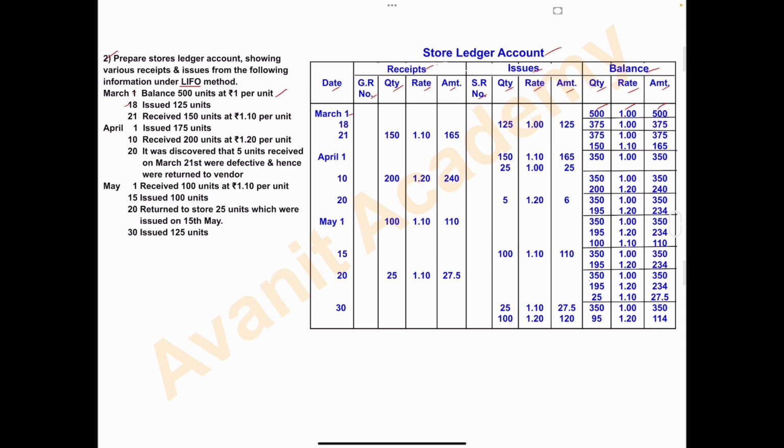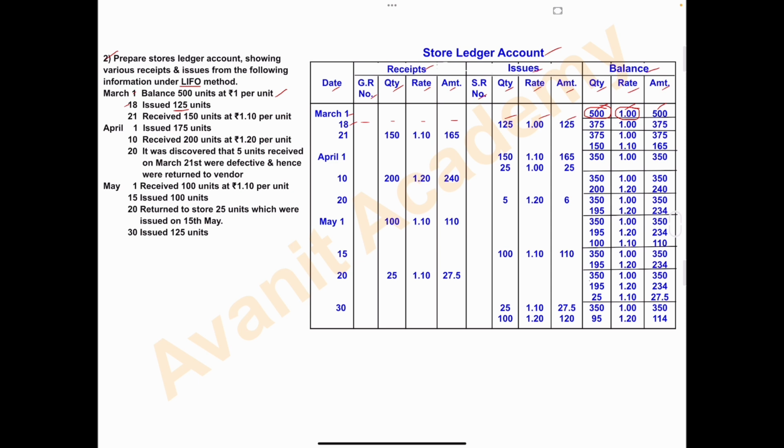On March 18th, issued 125 units. So this will record in issues column, March 18, receipts column nil, issues in that quantity, right? How many units are issued? 125. See the previous balance. We have 500 units at rupees 1 per unit. From that, we have to issue 125 units and rate per unit is rupee 1. 125 into 1, total amount is 125.